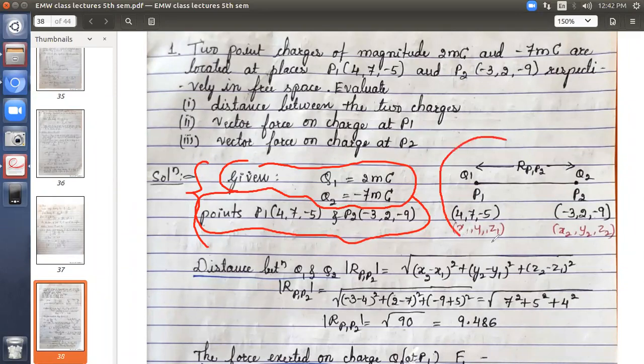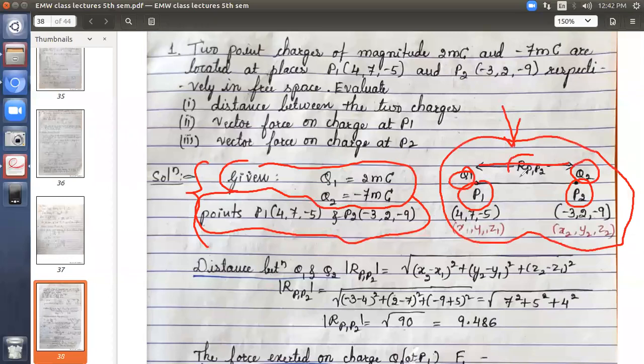And if possible, not for all problems, but if it is possible to figure out the given situation in the form of a diagram, please do that. I have done it here. See, two charges are there, Q1 and Q2, placed at points P1 and P2, and I have assumed capital R as the distance between Q1 and Q2. Suffix P1 and P2 I have used to indicate these 2 points. You can either keep it or leave it, no issues.